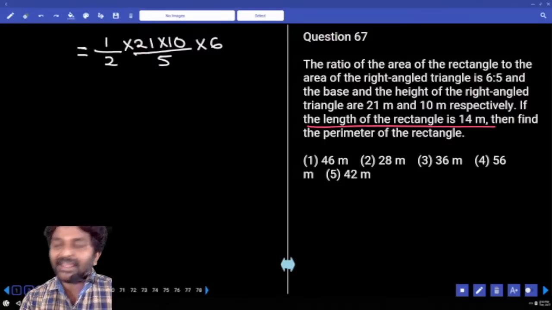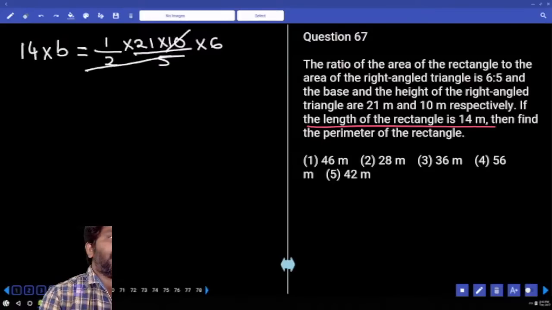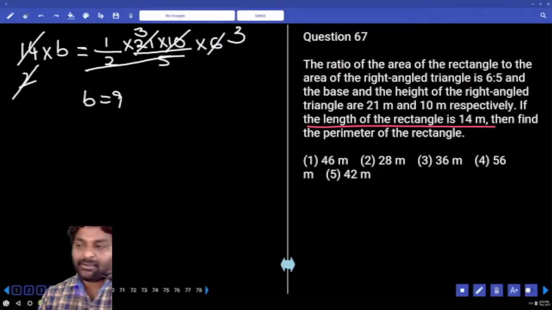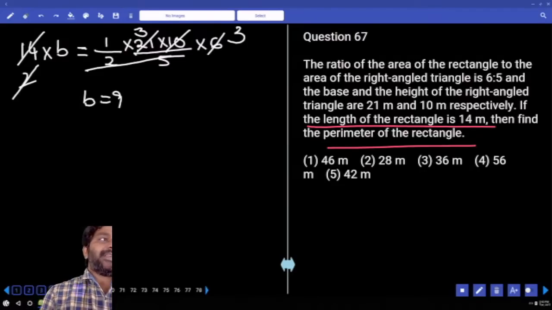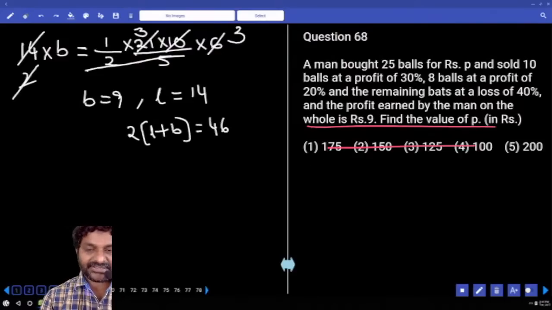If the length of the rectangle is 14, area of the rectangle is length into breadth. Is this okay? 5 into 2, 10, and 10 gets cancelled. 7, 2 times, 3 times, breadth is equal to 3. Go to the question, perimeter of the rectangle. What was L? 14. L plus B, 23. 2 times of L plus B, 46.